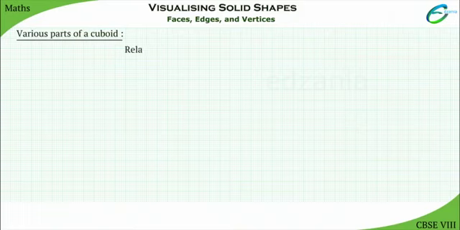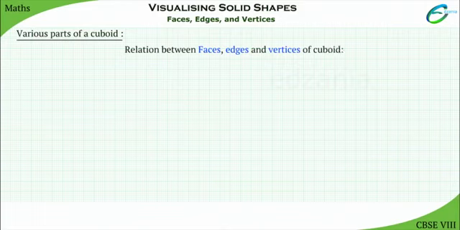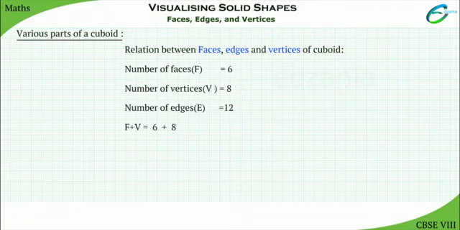Let us observe the relation between the number of faces, number of edges, and number of vertices. If we add the number of faces and number of vertices, we get 6 plus 8 equals 14, and 12 plus 2 equals 14. So, the sum of the number of faces and number of vertices is equal to the sum of the number of edges and 2.